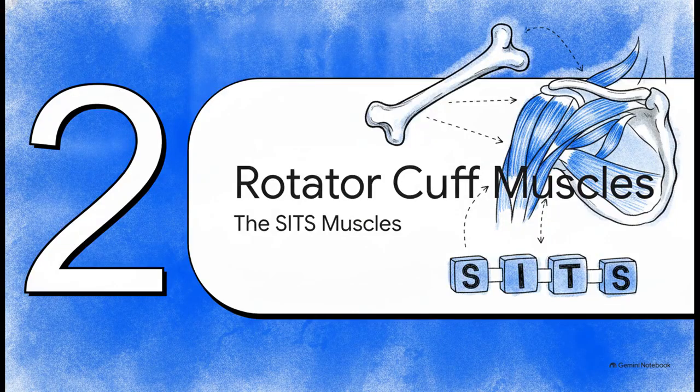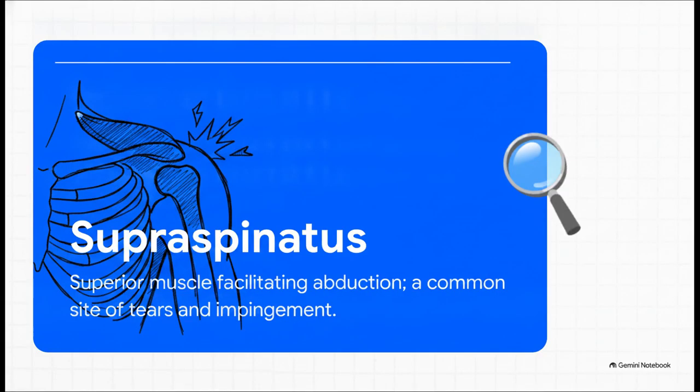Moving on to Section 2, the rotator cuff SITS muscles. To really understand this vital dynamic engine, we use a super powerful mnemonic for its 4 core players, and that is SITS, S-I-T-S. Let's break those down. First up is the S in our SITS mnemonic, and that's the supraspinatus. Sitting right on top in the superior position of the shoulder blade, its main job is facilitating abduction. That just means lifting your arm away from your body.